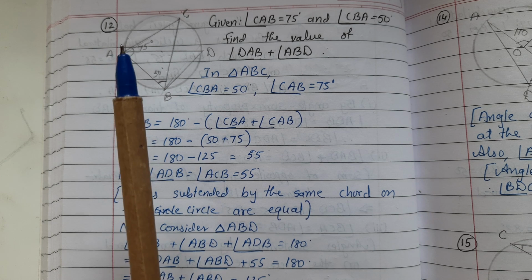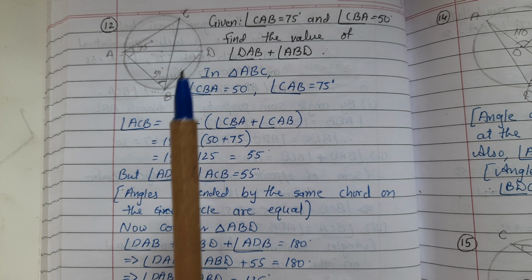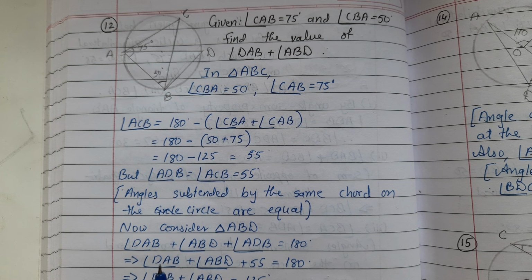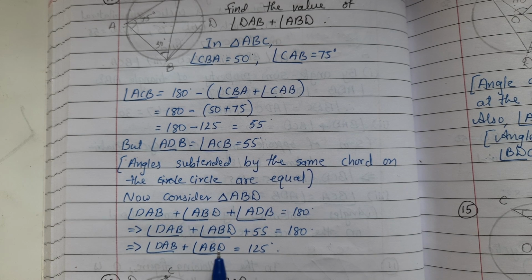Now, consider triangle ABD. This is 55 degree. So, angle DAB plus angle ABD plus 55 equal to 180. This implies angle DAB plus angle ABD is equal to 180 minus 55 degree equal to 125 degrees.